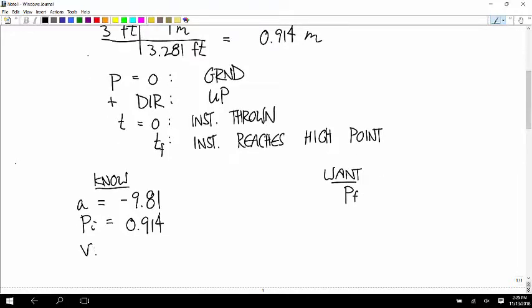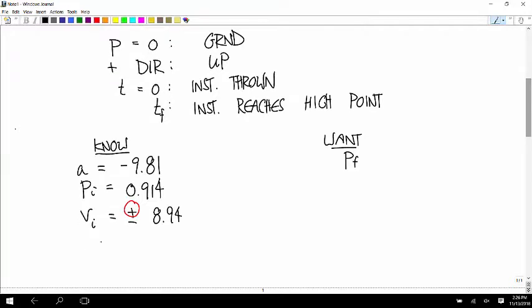The initial velocity, well, we know the speed is 8.94. Now we have to think about the direction because we have to take that speed and turn it into a velocity. Is it moving in the positive or negative direction at time equals 0? Positive. Do we know velocity final? Yep. So that's how we specify that we're talking about the high point. So V final is equal to 0.